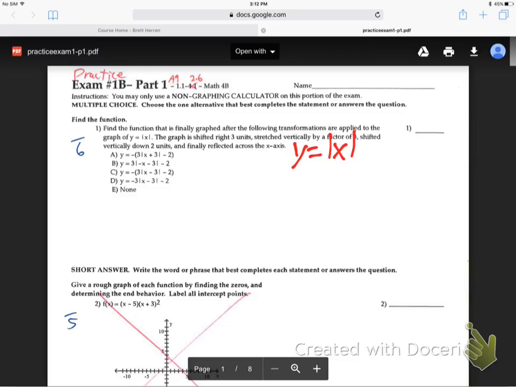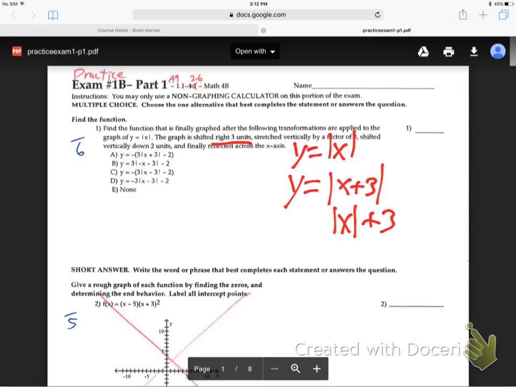The first thing is they say go right 3. So when you go right 3, how do you know? Well, first off, what do you think it does to go right 3? What am I going to do to that equation to go right 3? Am I going to put a plus 3 in there, or am I going to put it out there, or is it minus 3 in the absolute values or out of the absolute values?